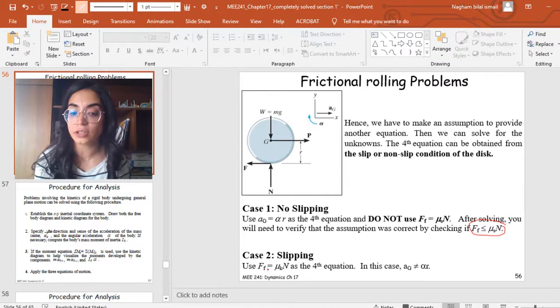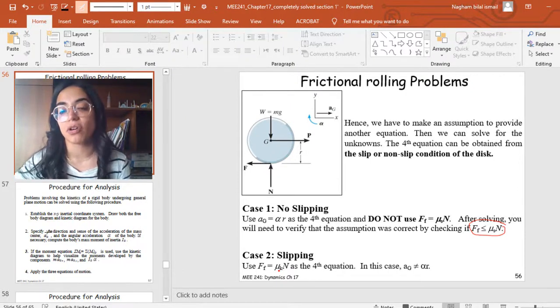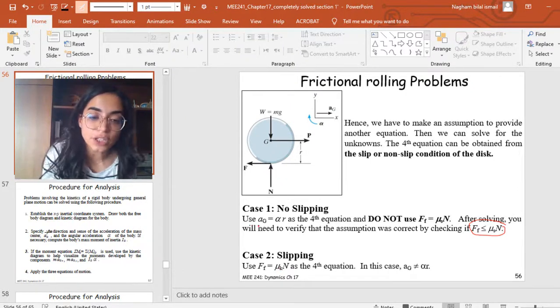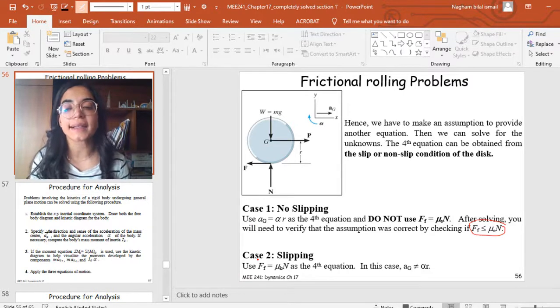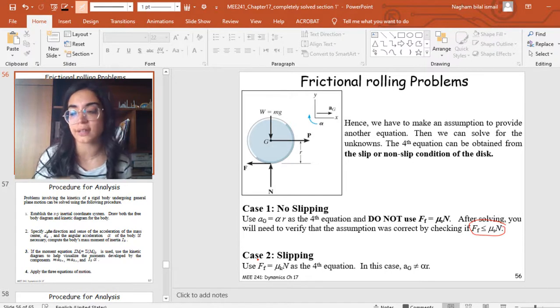Maybe it's a slipping condition, and then I have to use this equation instead of AGX is equal to alpha times R. So instead of this equation, I have to add this equation, and in this case, the acceleration of the center of mass is not equal only to alpha times r, which is the tangential acceleration. It's also equal to the normal acceleration. So I have to use Ff is equal to mu k N, and this will be my additional equation.